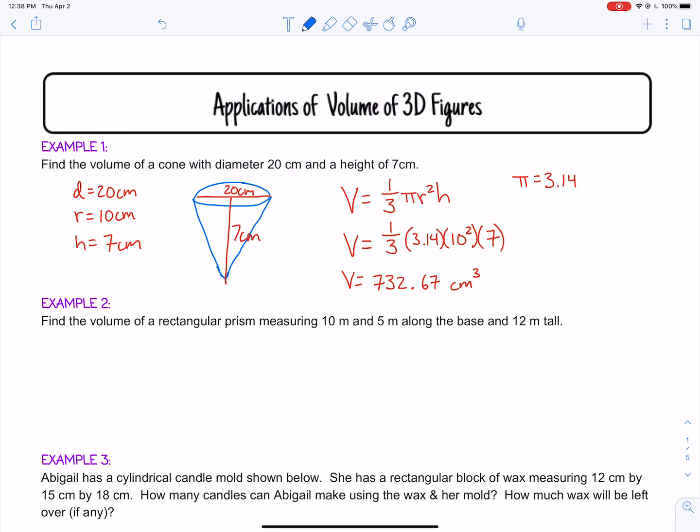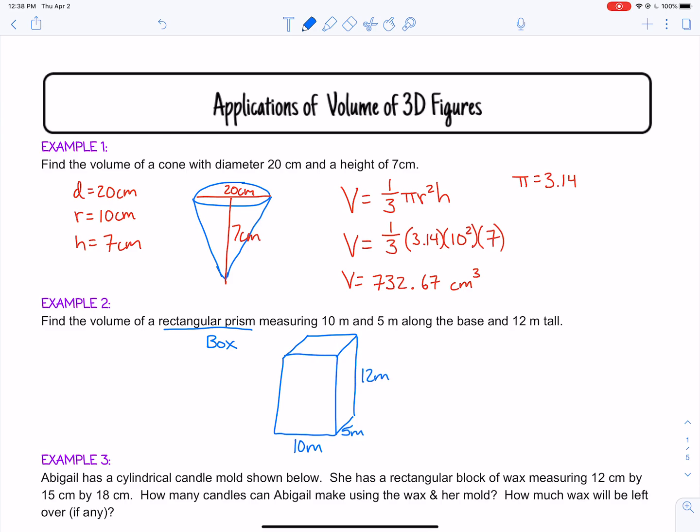All right, so let's take a look at number 2. It says find the volume of a rectangular prism. A rectangular prism is a fancy word for a box. It measures 10 meters and 5 meters along the base and 12 meters tall. So I'm just going to sketch a box and label it and find the volume of it. The base is 10 meters by 5 meters and the height was 12 meters.